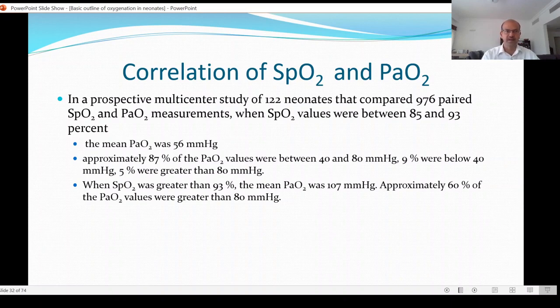So the alarm settings, as we discussed, will be around this range, so we are fairly safe in most situations. And as I said earlier, the amount of fetal hemoglobin and adult hemoglobin will affect the saturation reading you get as well. In another prospective multicenter study of 122 neonates that compared 976 paired saturation and PaO2 measurements, for saturation values between 85 and 93%, the mean PaO2 was 56 millimeter mercury, and approximately 87% of the PaO2 was between 40 and 80 millimeter mercury. So even with 93 saturation, a good number goes up to 80 millimeter, and 9% were below 40 and 5% were greater than 80, even at 93%. When saturation was greater than 93%, the mean PaO2 goes to 100 plus, which you don't want. And approximately 60% of the PaO2 values were greater than 80 in these situations.